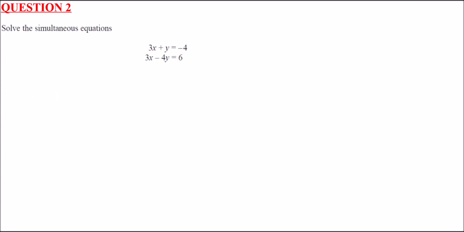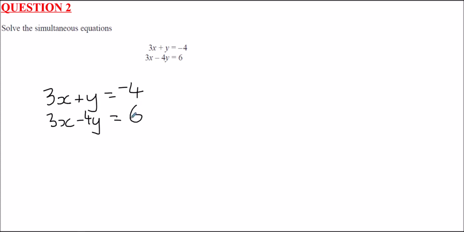Whoops, don't like that pen. Select that differently. There's the pen I wanted. So 3x plus y is minus 4. I'm doing nothing here but just copying the same thing out. 3x minus 4y equals 6.